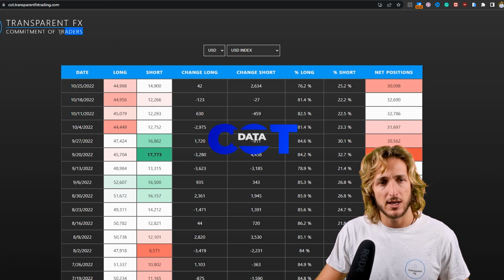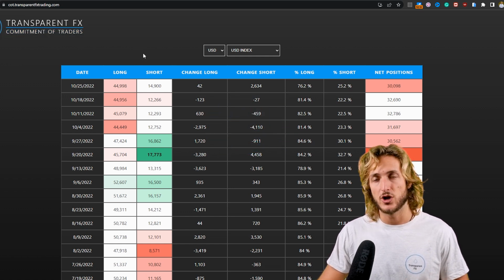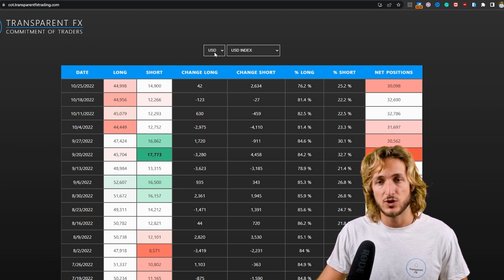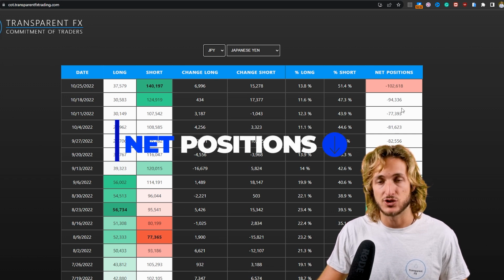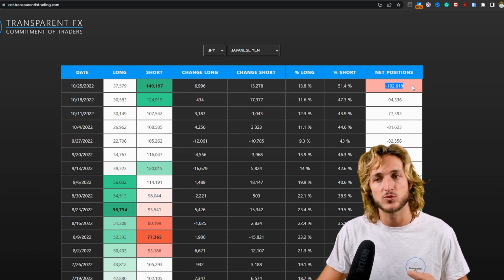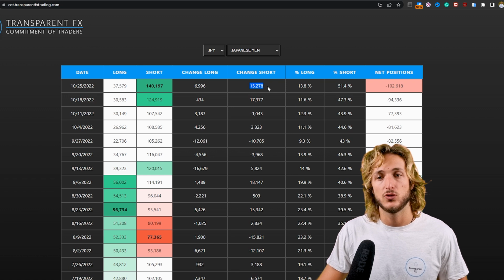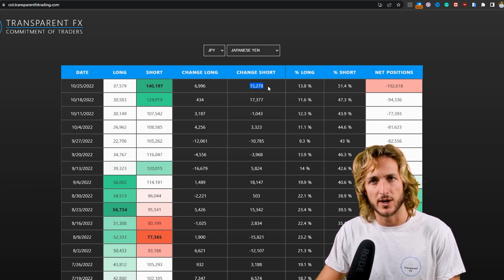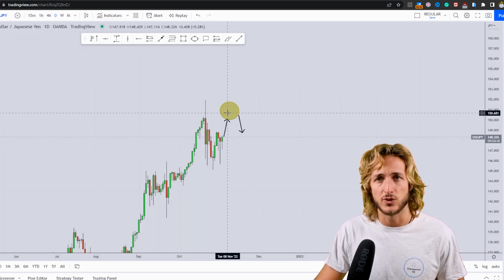Now, if we go and see what we have when it comes to the commitment of traders, so the COT data, which is what the non-commercials, so the biggest speculators in the market, are doing, and we check the data for the JPY, we can see how with the last reports, net positions have been decreasing. We went from minus 25k to now minus 102k net positions with 15.2k shorts added with the last report, which makes the JPY weaker. And a weak JPY is exactly what we need for this move to the upside.